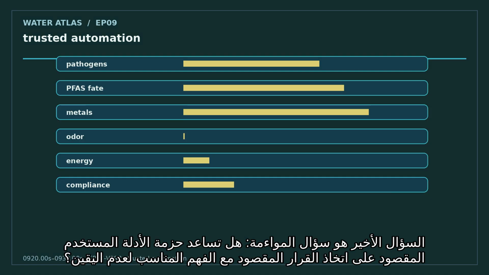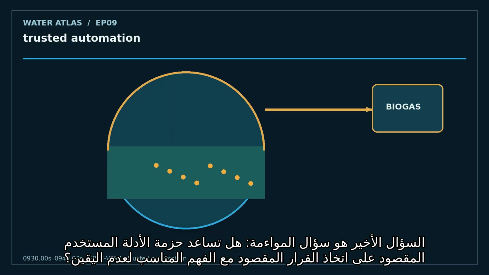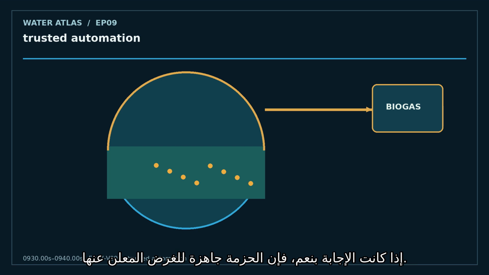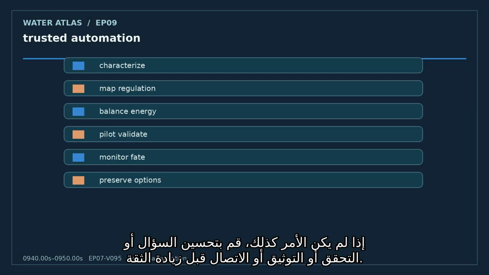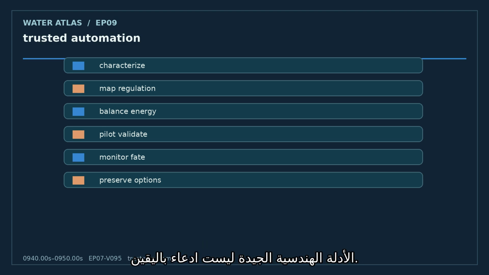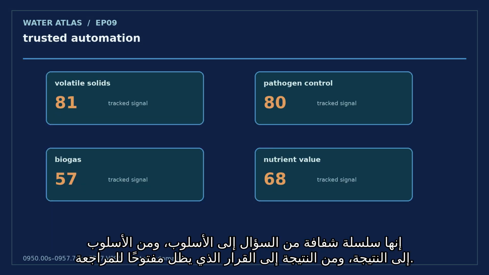The final question is one of alignment. Does the evidence package help the intended user make the intended decision with an appropriate understanding of uncertainty? If yes, the package is ready for its stated purpose. If not, improve the question, the validation, the documentation, or the communication before increasing confidence. Good engineering evidence is not a claim of certainty. It is a transparent chain from question to method, from method to result, and from result to a decision that remains open to review.